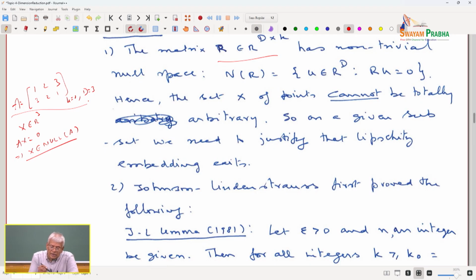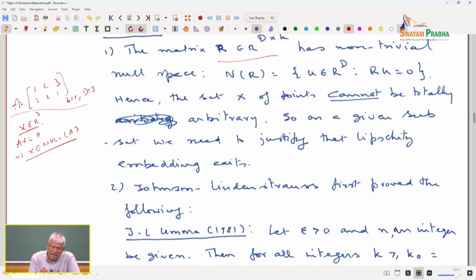So I am working in R3. The rows of A span only a 2-dimensional subspace. A 2-dimensional subspace in a 3-dimensional space, you can think of it as a plane. So there exist vectors that are perpendicular to the plane, whose inner product with vectors in the plane will be 0.